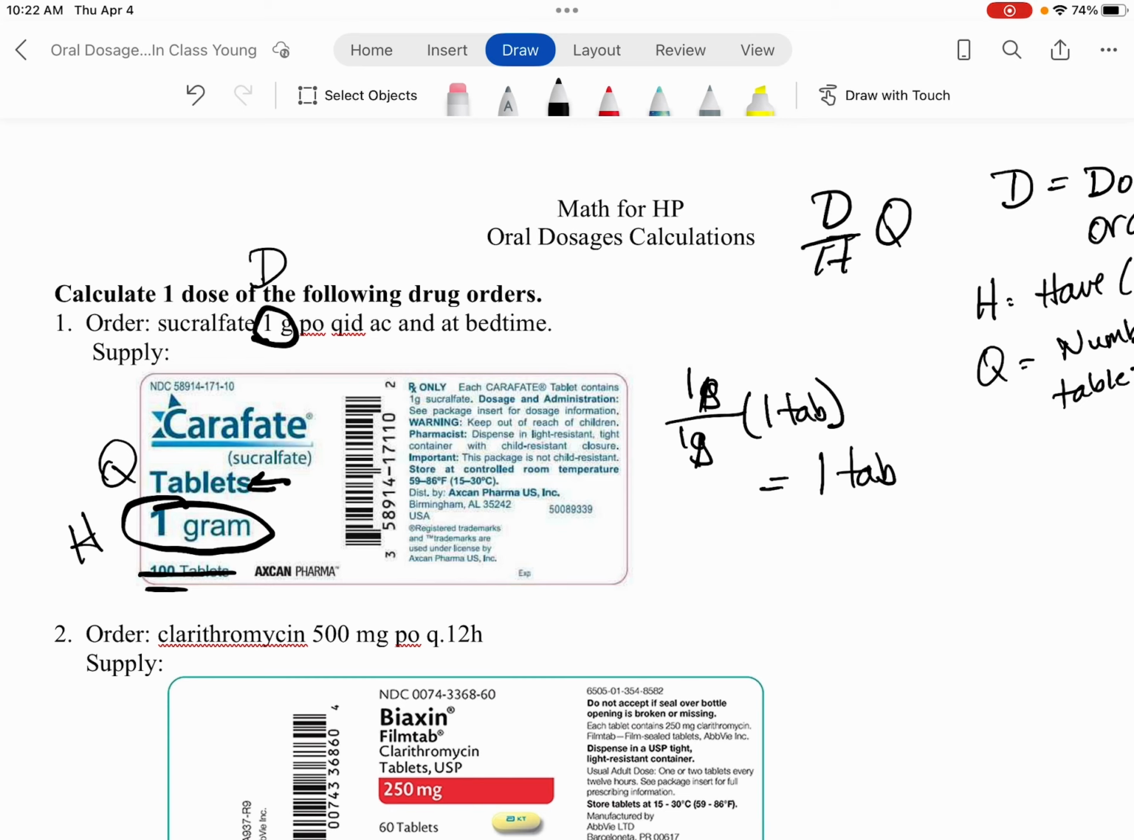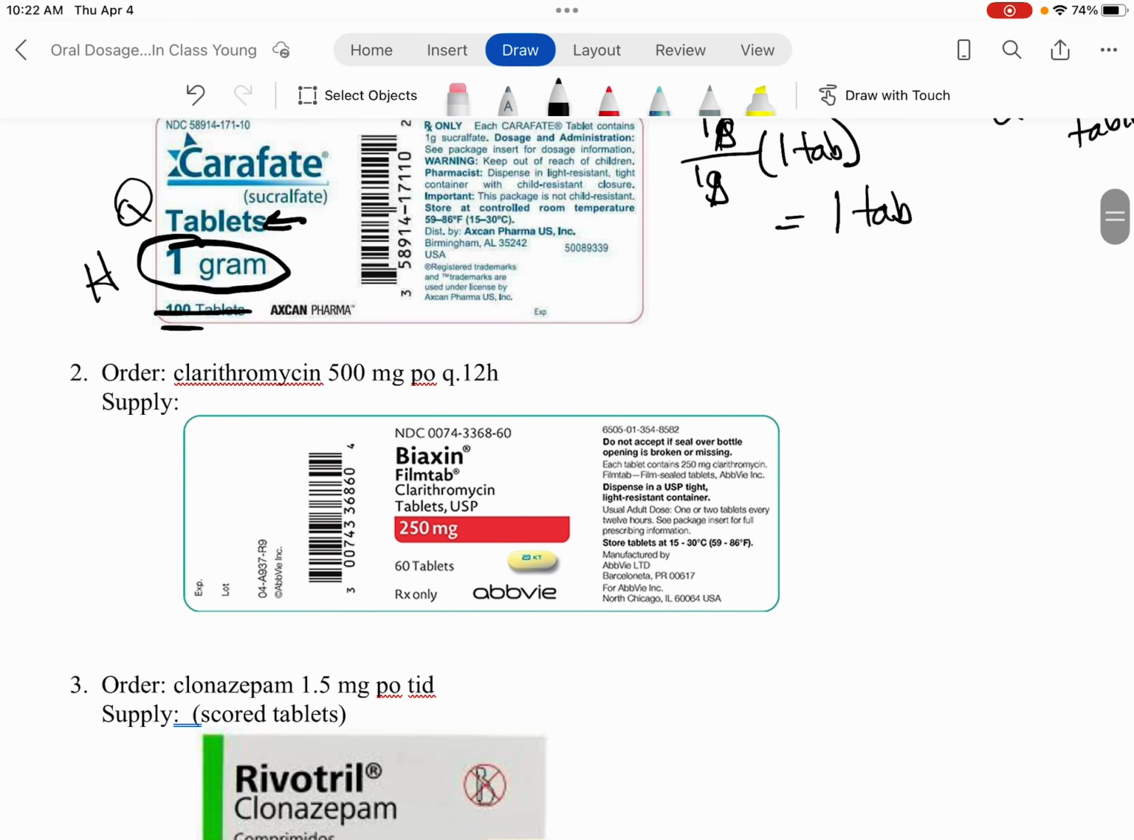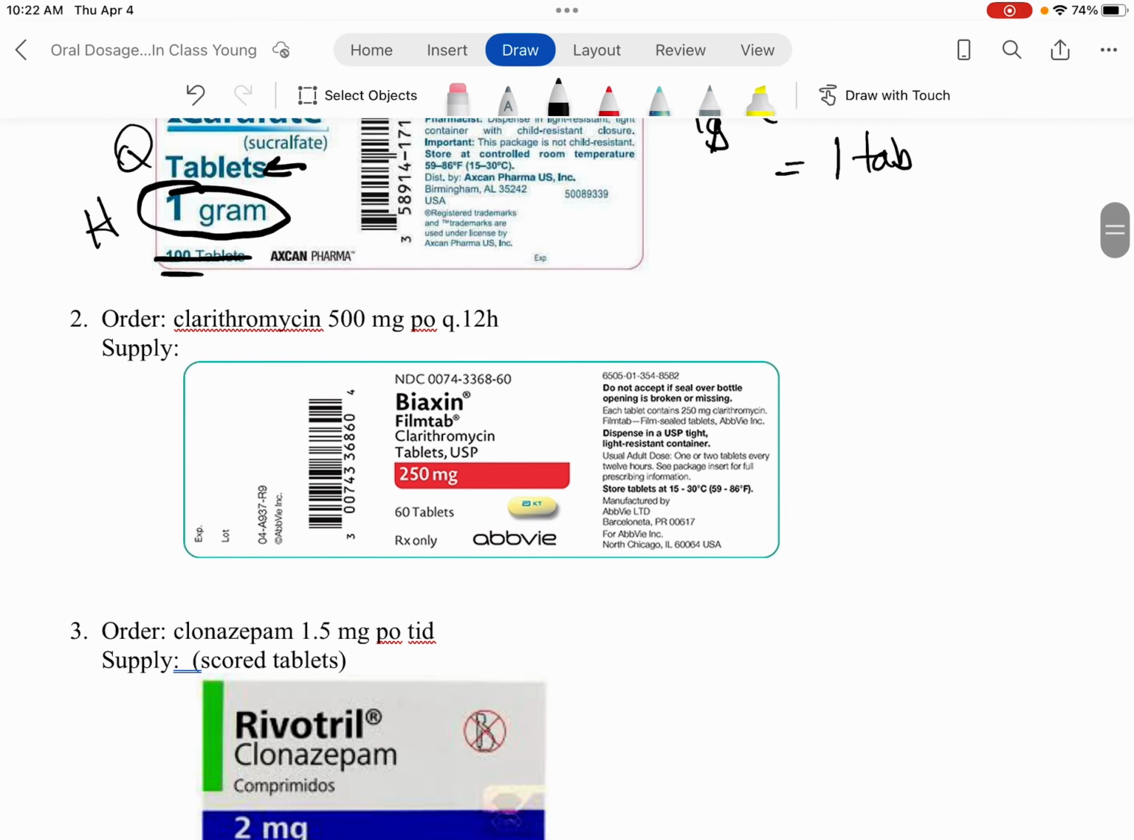These are not hard if you don't overthink. And the key there is not overthinking. All right, so let's look at number 2. I have clarithromycin, 500 milligrams by mouth every 12 hours is my order. My supply is Biaxin Filmtab. Those are the name brands for clarithromycin tablets, 250 milligrams.